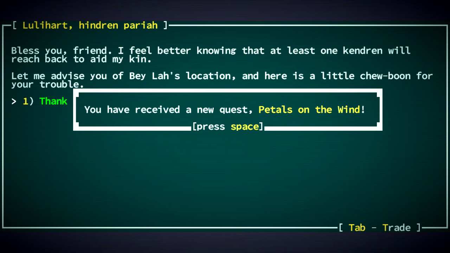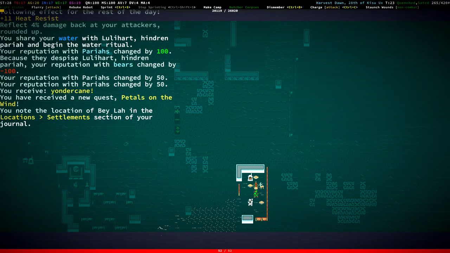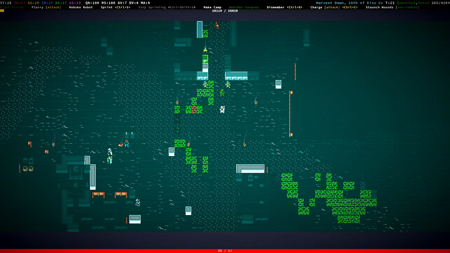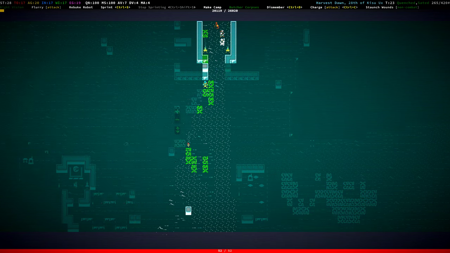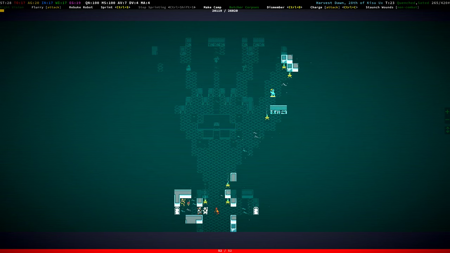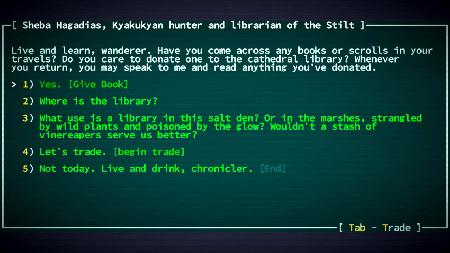Thank you. We got some yonder cane. Cool. Now we have this quest. All right, let's go into the library. Now, it's a shame we don't have a lot of stuff to sell at this point, and there are tons of shops around this area. All right, so here we are in the temple, and we don't have any books either. Here's the librarian of the stilt, Shiba Hagadias.